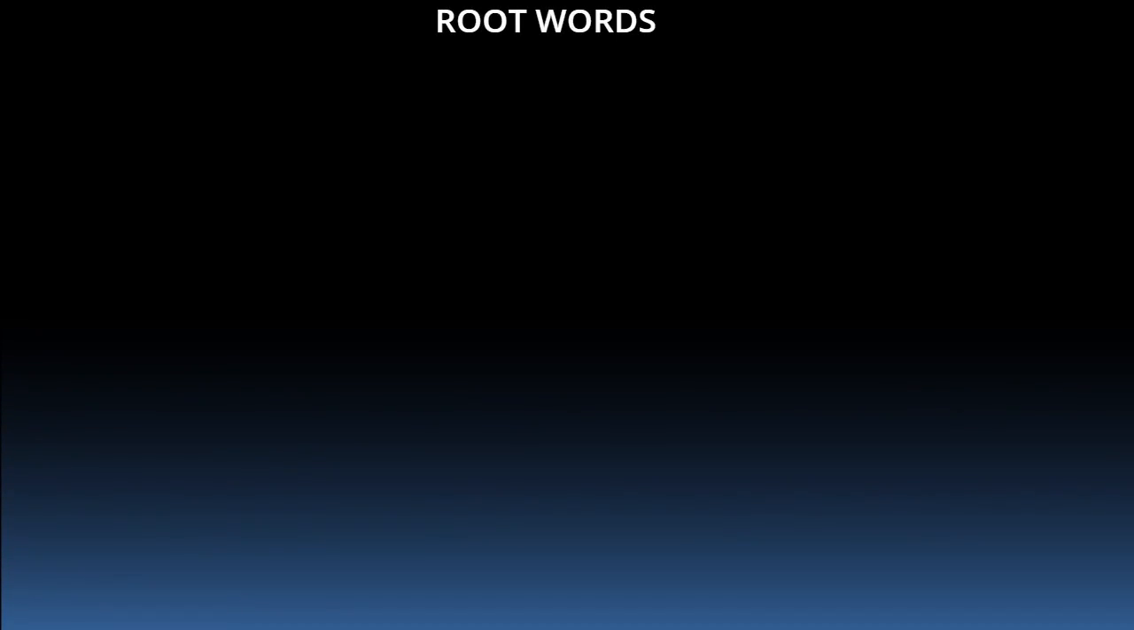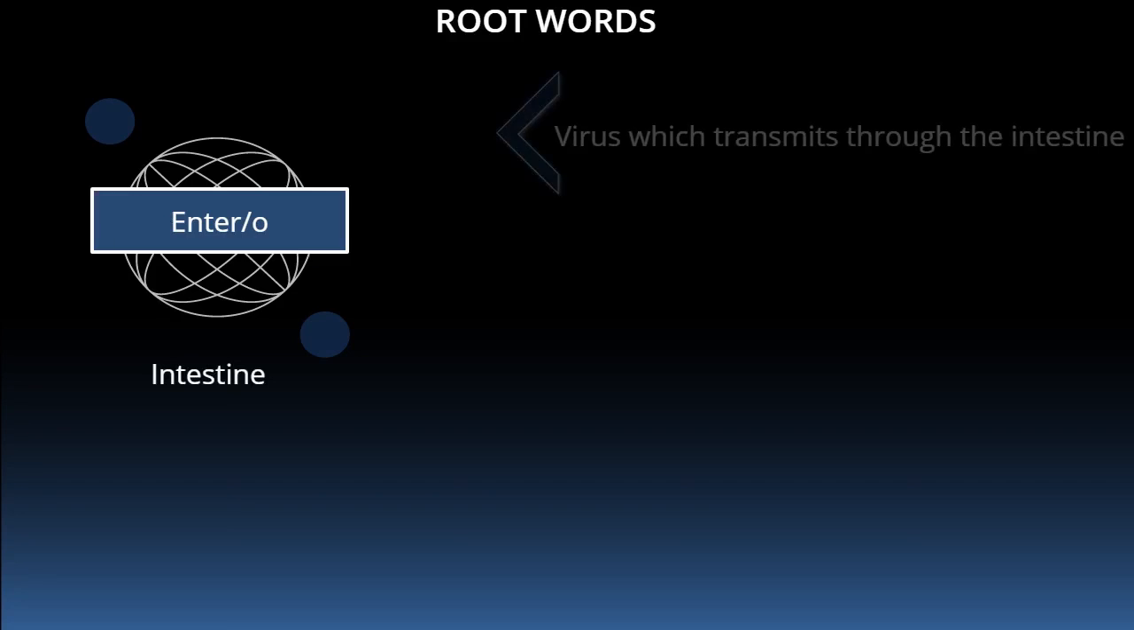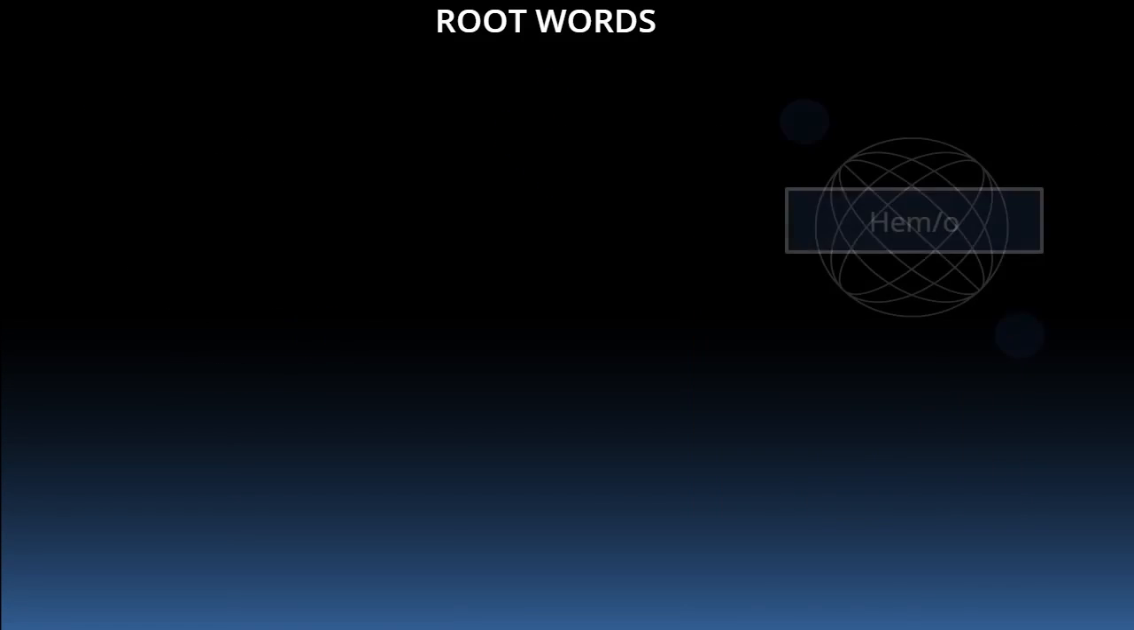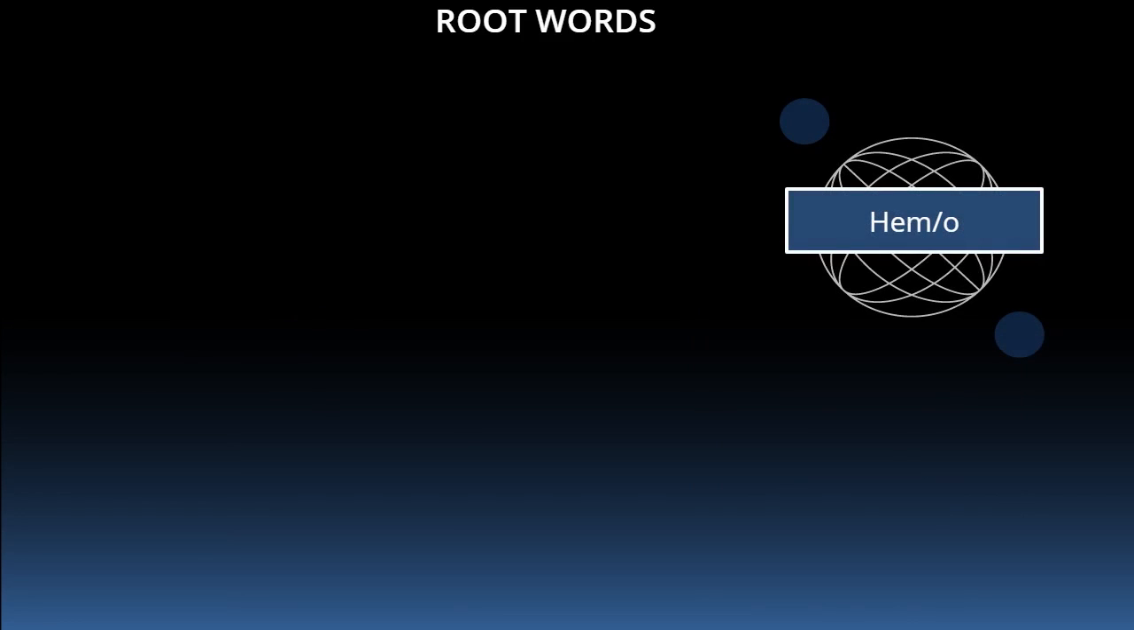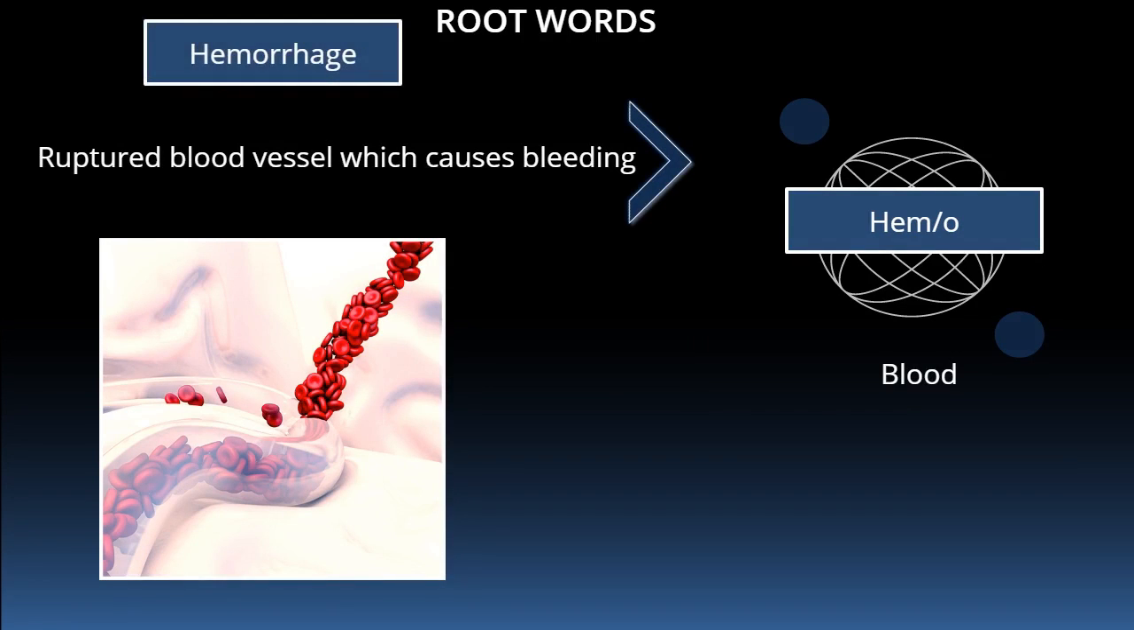There are some more common root words that you should know. Entero is the root word for intestine. It is here for the same reason that the virus which transmits through the intestine is called enterovirus. Hemo, or hemo, is the root word for blood. Hence, the diseases and disorders related to the blood begin with hem or heme, such as hemorrhage.